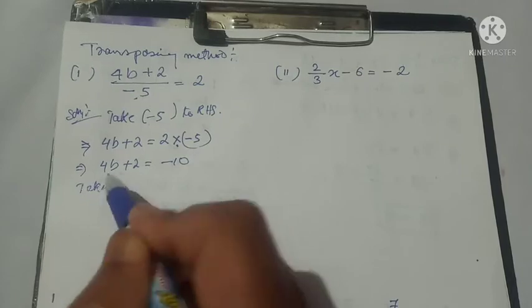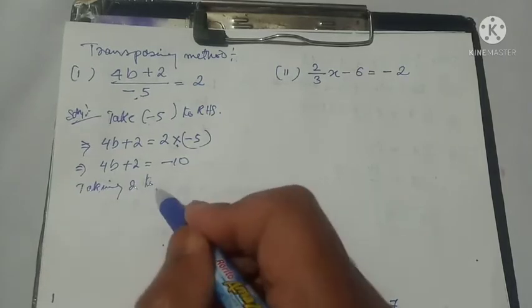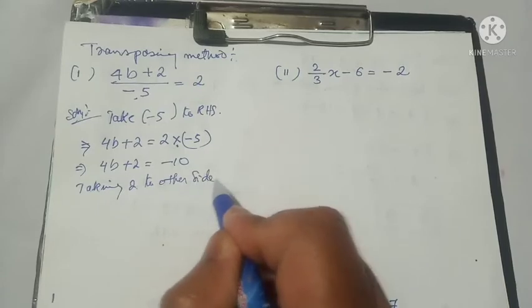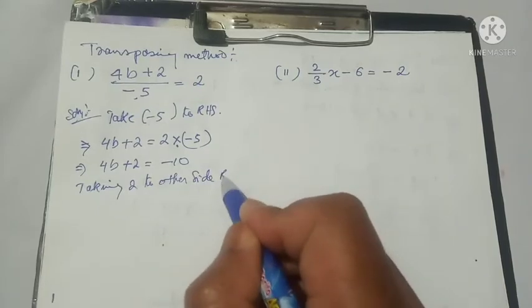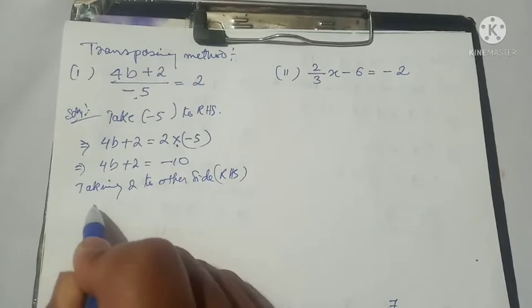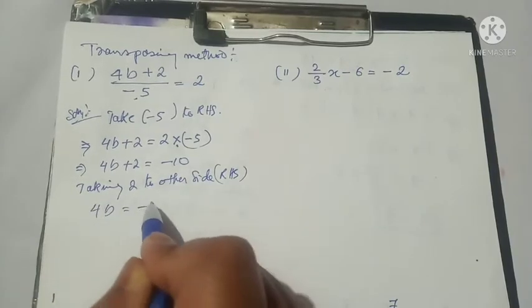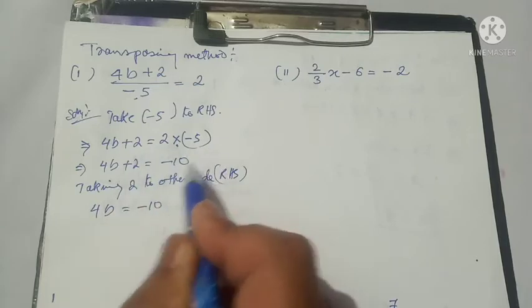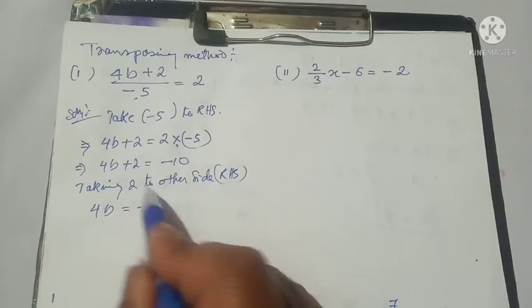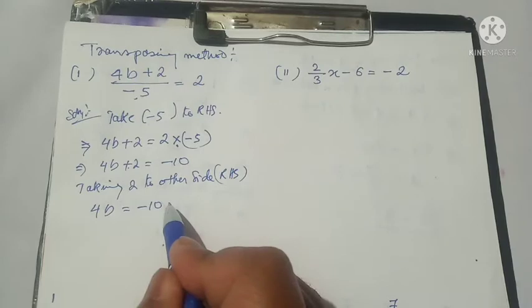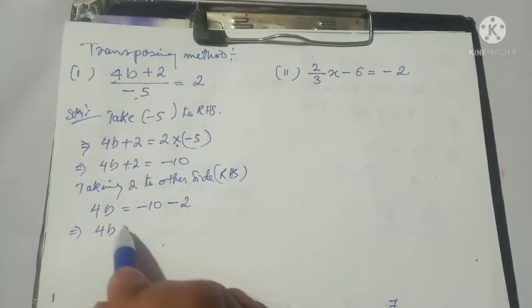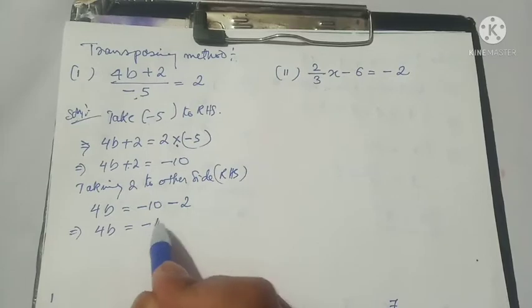Taking 2 to the other side means transporting it to the other side, that is, to the right hand side. We have 4b equal to -10. If 2 is transferred to the right hand side, the sign will change, the plus will become minus. Then here 4b is equal to -10 minus 2, that is -12.